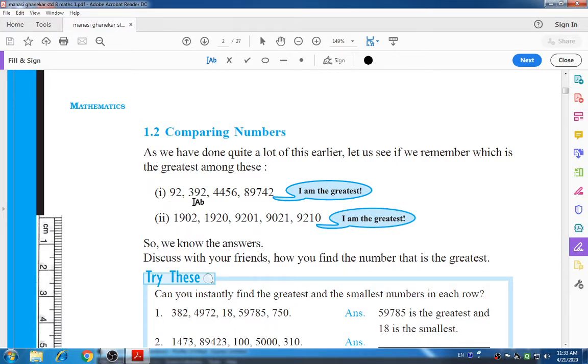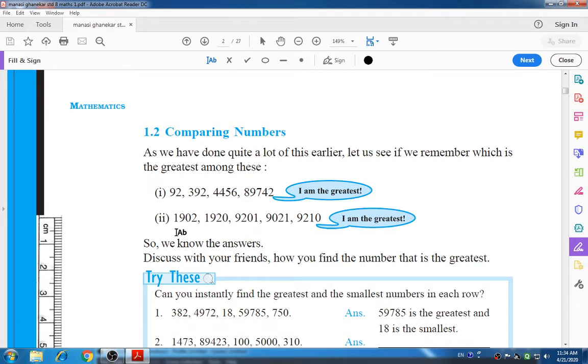92, 392, 4,456, 89,742. While reading these numbers, we get the answer, that 89,742 is the greatest. Look here, it shows us that 89,742 said, I am the greatest.